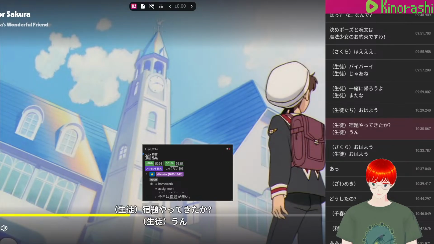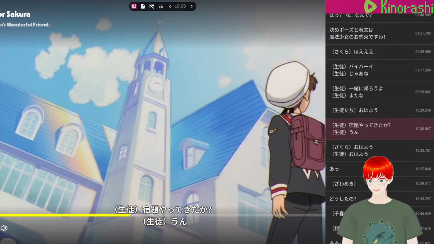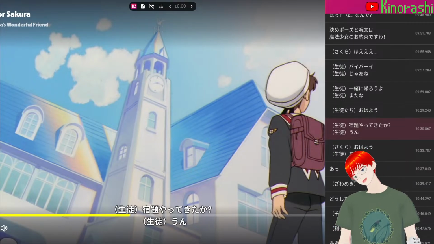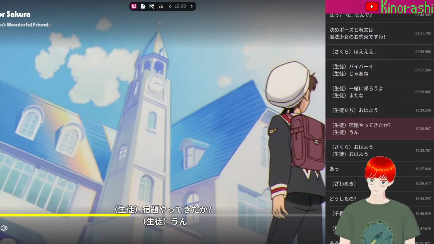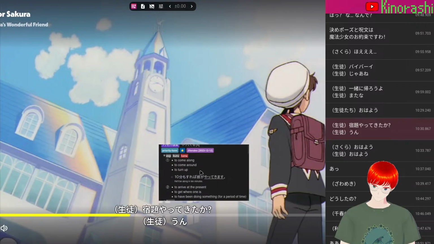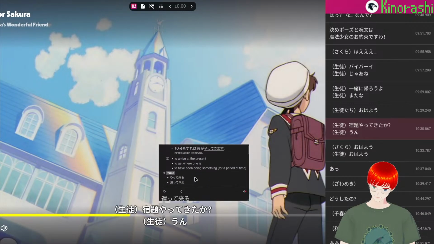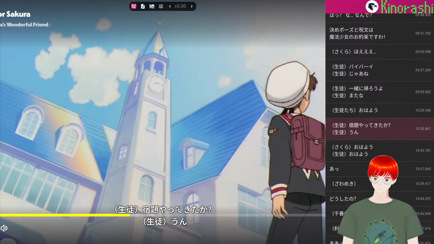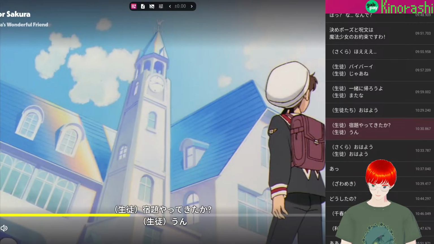Shukudai, homework. Shukudai yatte kita ka. Okay, Shukudai yatte kita ka. So yeah, that's do and then come. Yatte kita. A better way of saying it: to come along, to come around, to turn up. I guess the best way to think of it in English would be to end up doing. So did you end up doing your homework? So did you come to doing your homework? Essentially, come to doing your homework, or shukudai yatte kita ka, and then yes.